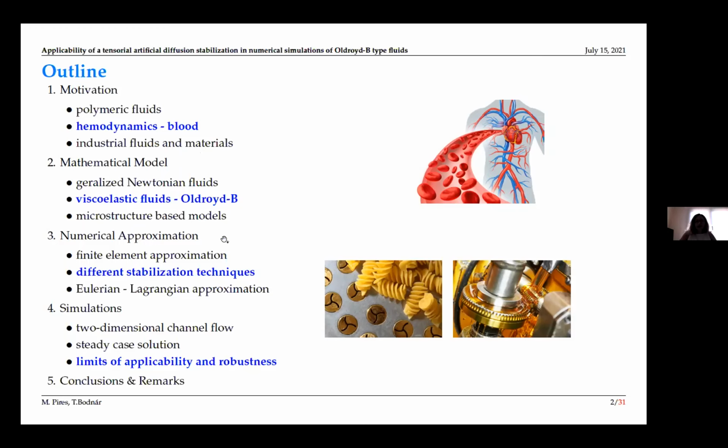To obtain the numerical solution, we use the finite element method with two different stabilization techniques and a discretization of Eulerian-Lagrangian type. The simulations are done in a two-dimensional channel as the study case, and we analyze the limits and the robustness of the application. The tests allow us to obtain some conclusions and remarks.